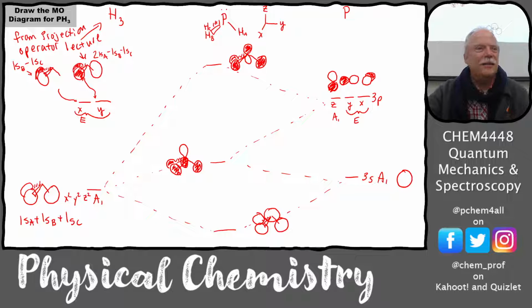Everybody happy with that? The A1s. We've got 3 A1s coming in. We have 3 A1s in the middle. You know you're done. If you come in with 3, you got to make 3. Okay. Now we'll do the side-on interactions of those p orbitals with the hydrogens. Which one do you want to do first? Do you want to do X or Y?